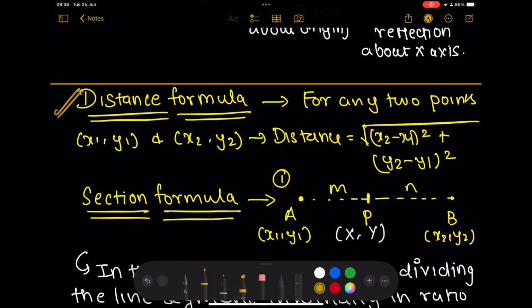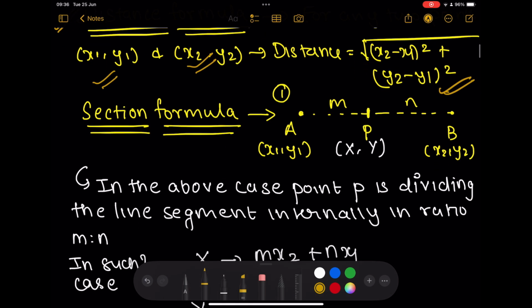Next thing is the distance formula, which is very important. If you have any 2 points x1 comma y1 and x2 comma y2, the distance between the 2 points can be given by the formula under root of x2 minus x1 the whole square plus y2 minus y1 the whole square, which is a very basic formula.